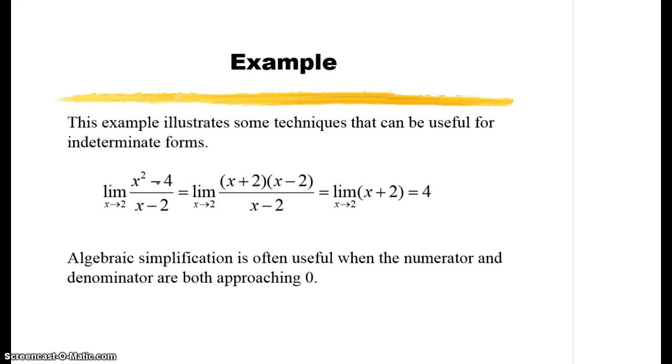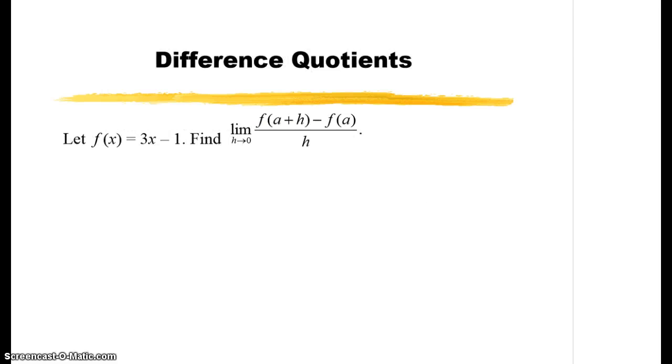So what you want to do in that case is use algebraic manipulation to simplify the quotient as much as you can. So in this case, we factored x squared minus 4 into x plus 2 times x minus 2, and that allowed us to cancel out a common term, x minus 2. Doing that turns the original quotient into this polynomial, x plus 2, which you can now solve the limit of by plugging in 2, and you get 4. So algebraic manipulation or simplification here is often useful when the numerator and denominator are both approaching 0. So that's one technique that you could use. Why don't we look at some examples next?